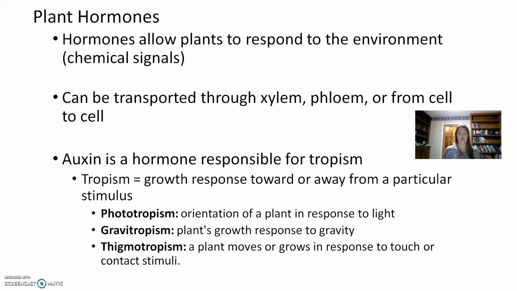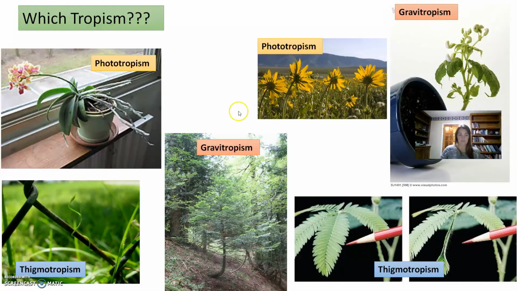Gravitropism is dealing with gravity. So if a plant's pot is tipped over and it still wants to go up towards the sun, it will grow out funny at first and then go back towards the sun. Thigmotropism, now that's kind of a weird word, but this is when a plant moves or grows in response to a touch or a contact stimulus. That's if you touch it and it has some reaction. It's pretty neat.